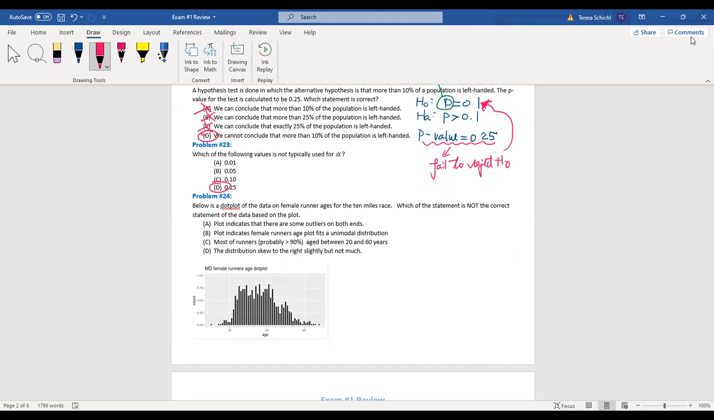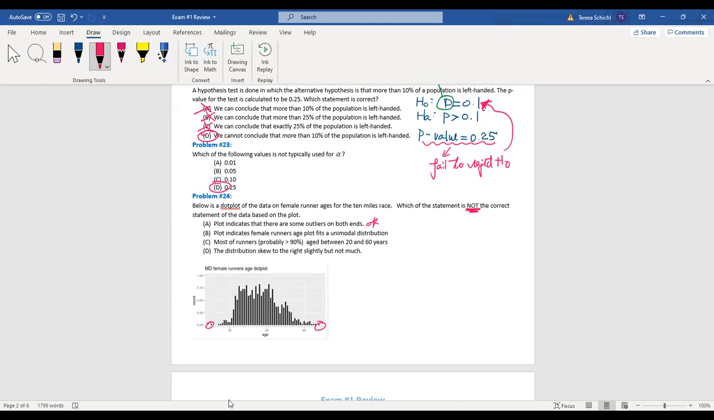Okay, number 24. We have the dot plot. Which statement is not correct? Let's see here. Part A says the plot indicates there are some outliers at both ends. Well, it's kind of right. This one is kind of an outlier, and this one is kind of an outlier. So this one is okay. It's correct.